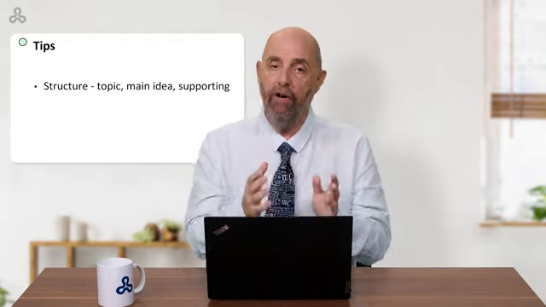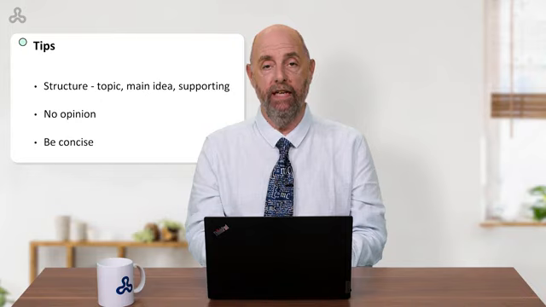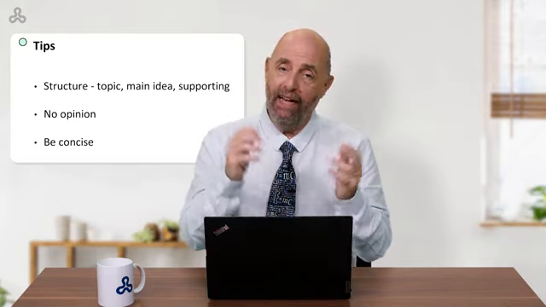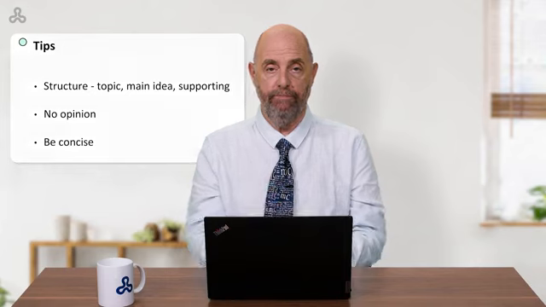Remember, you're trying to summarize the author's point of view, so avoid adding your own opinions. Also, be concise. A summary should be a condensed version of the original text. It should be short, but not too short. Have just enough supporting evidence to give the reader a good understanding of what the author of the text wrote.